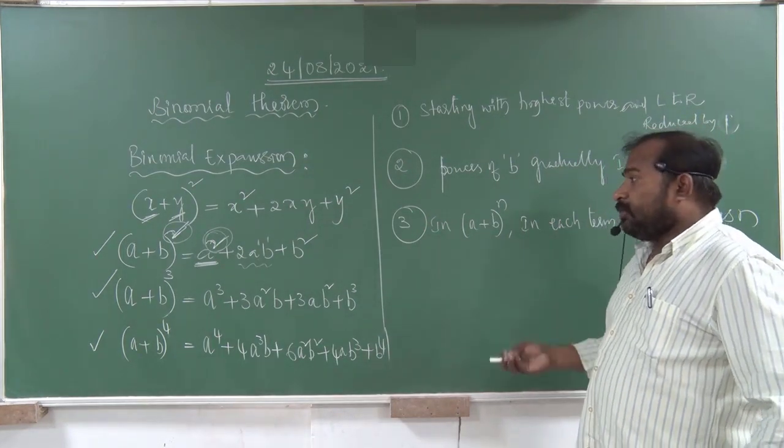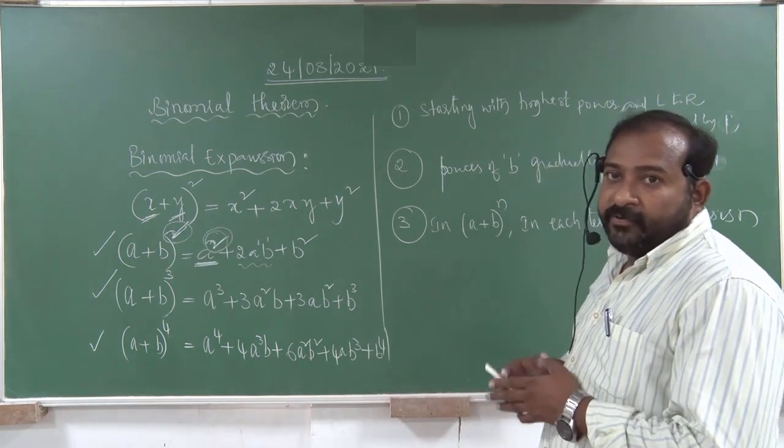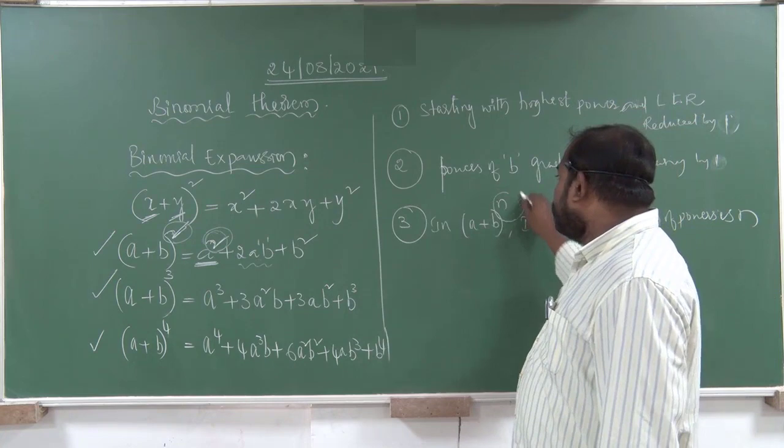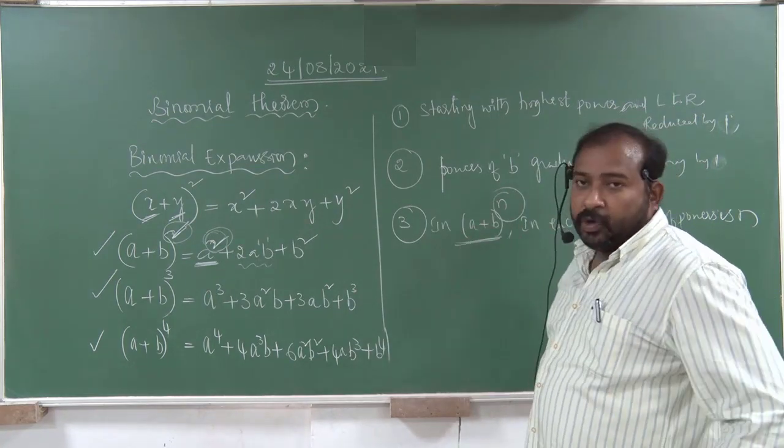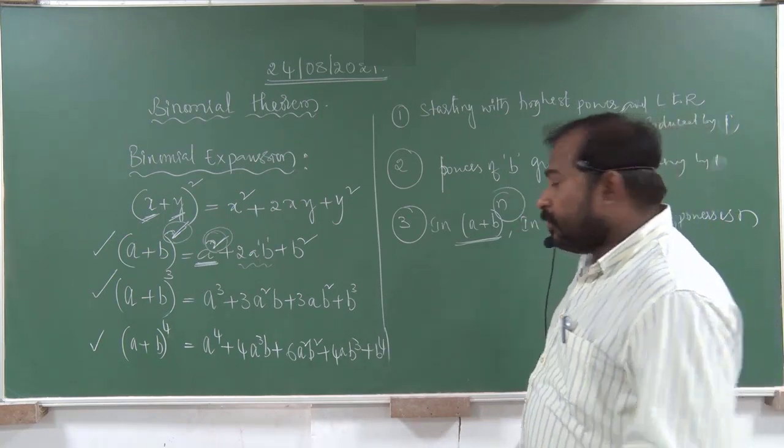In each term in this binomial expansion, the sum of the powers is equal to n in the expansion a plus b whole power n. Got it now? So this is the next observation.